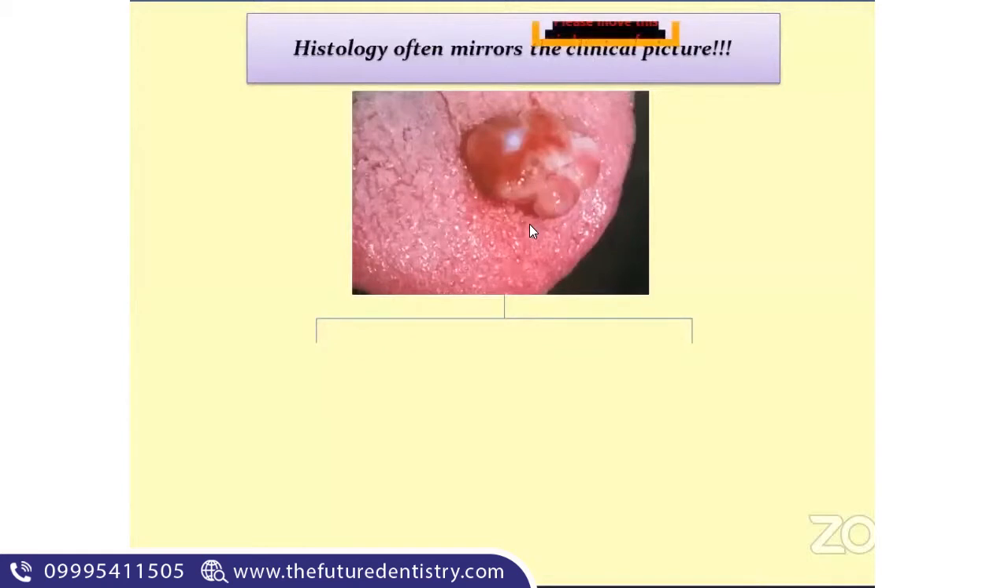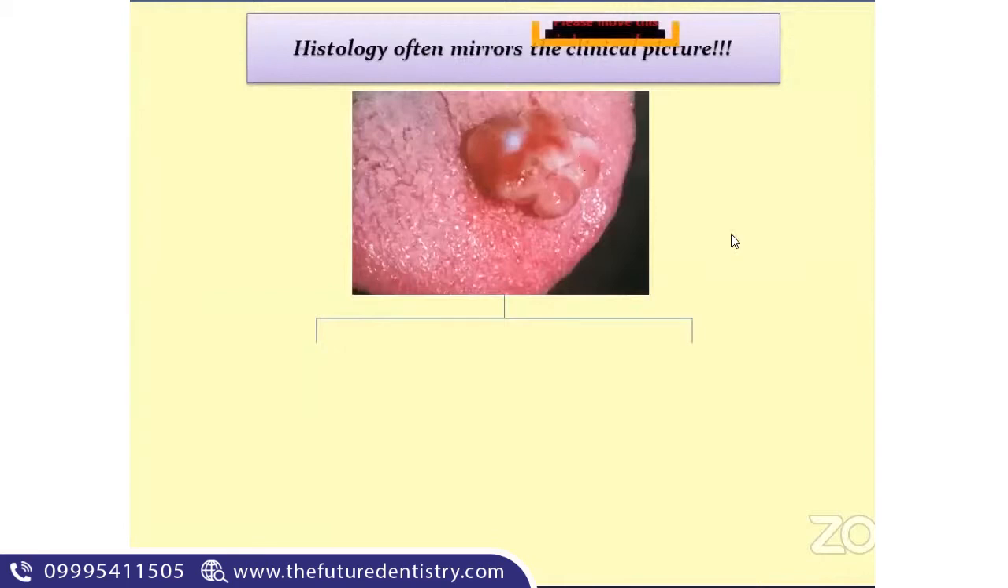Look at this lesion on the dorsum of the tongue. It's nodular, right? Can you see areas of white? That suggests it could be keratinized. There are areas of keratinization, correct? Can you see? No, I'll come to the diagnosis. Look at this reddish area here.